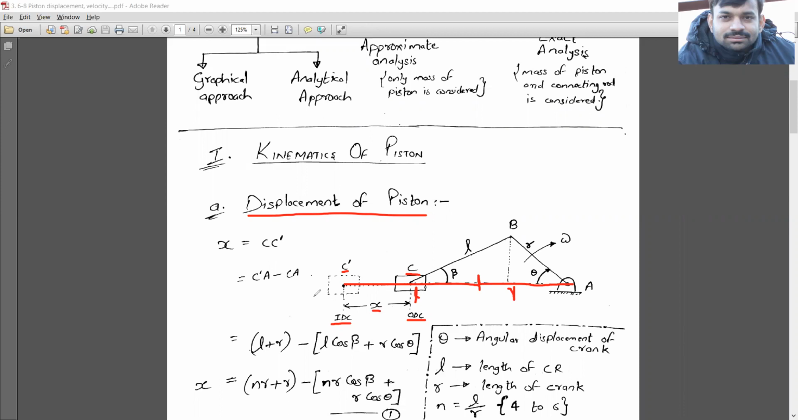We need to find out this distance x. This x can be written as C dash A minus CA. What is C dash A? C dash A is this much distance. And what is CA? CA is this much distance. If we subtract CA from C dash A, we'll get this distance x. So this is the idea.